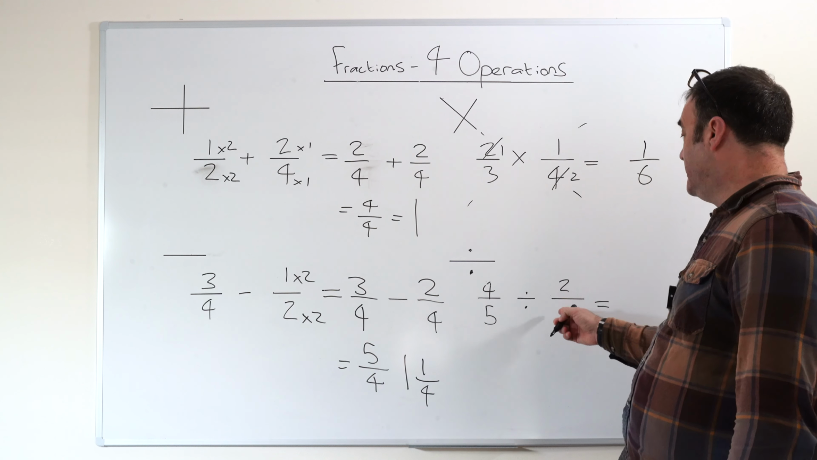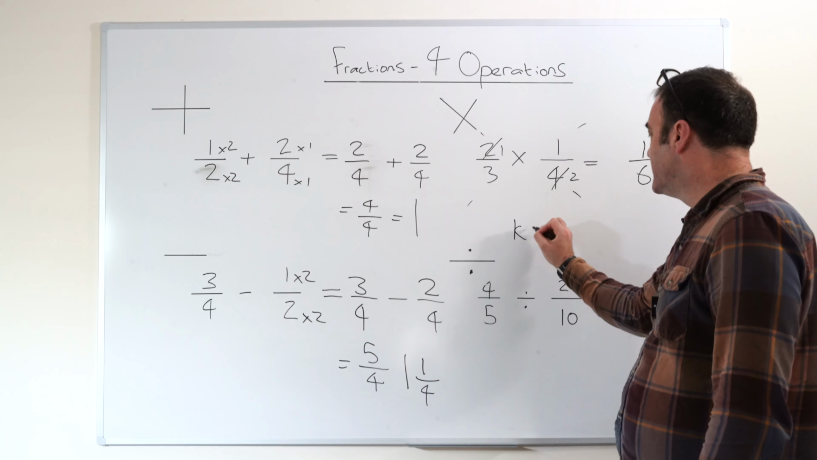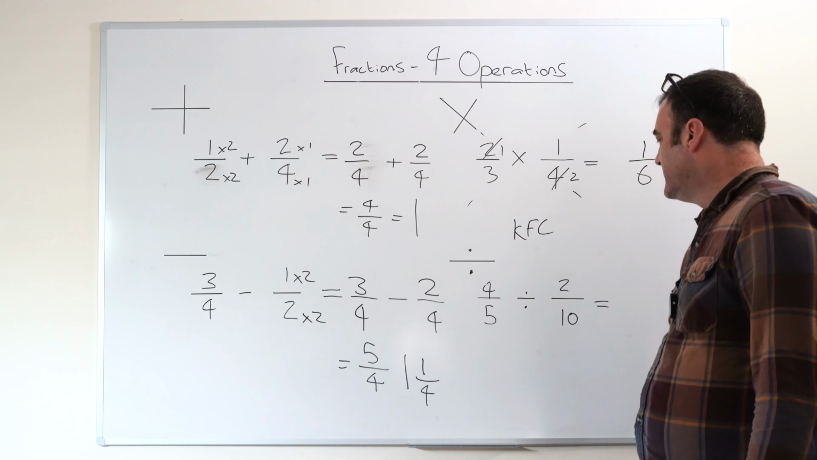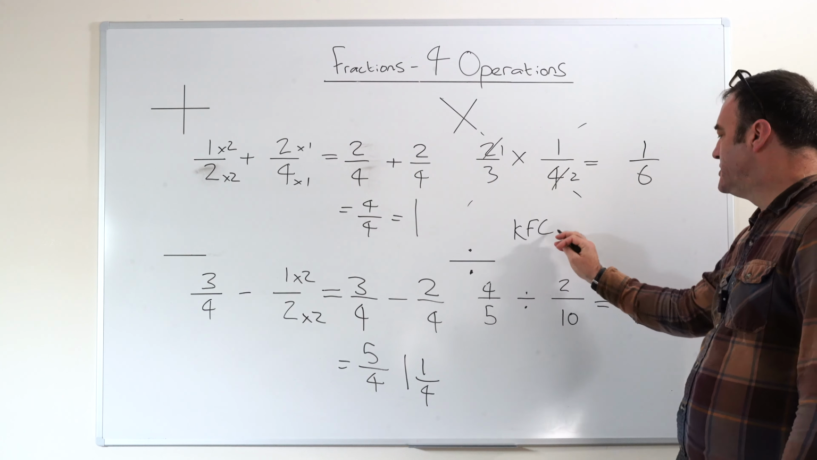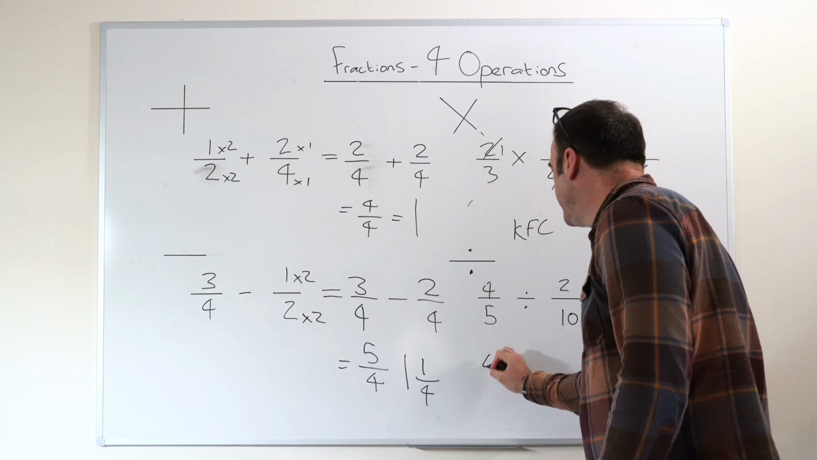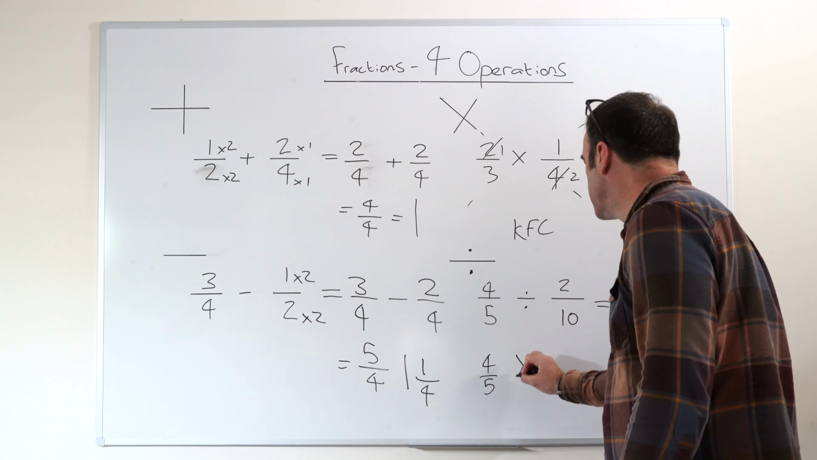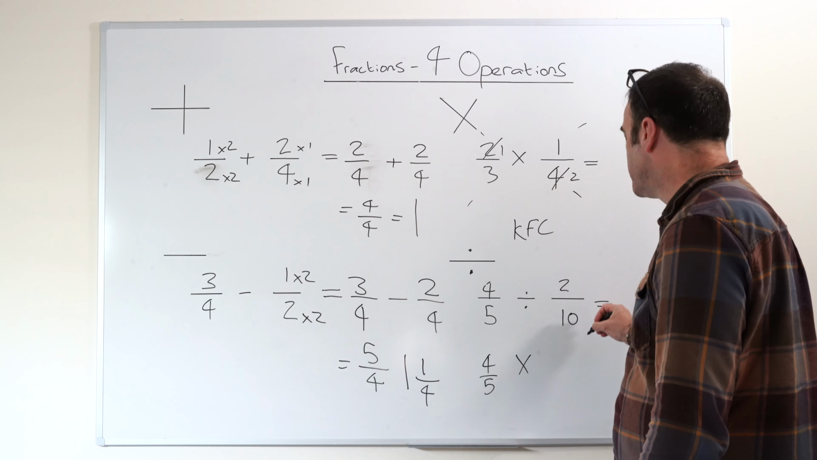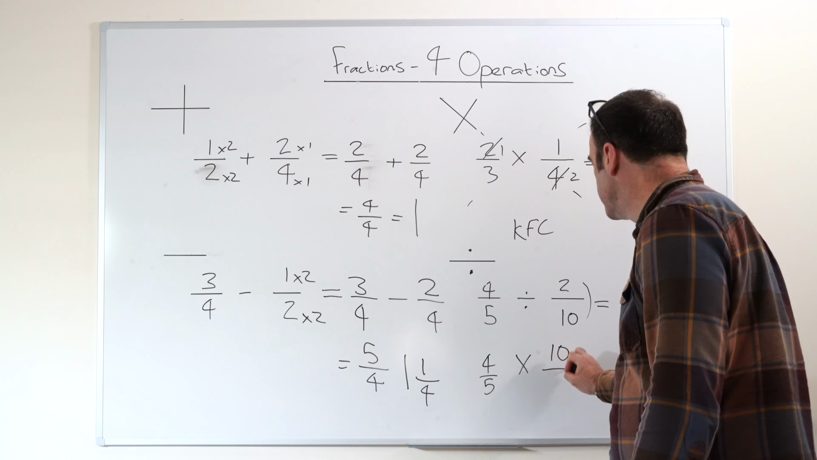Now this one, I always say to kids, it's so weird. And once you know that, you know this, believe it or not, because this is so strange, it's easy. KFC, kids can remember KFC. A nice brand for you there. Kick, flip and change. We leave the first fraction alone. We change it to a multiply, we treat it like a multiply, and strangely we just invert this, we flip this upside down so it becomes 10 over 2.